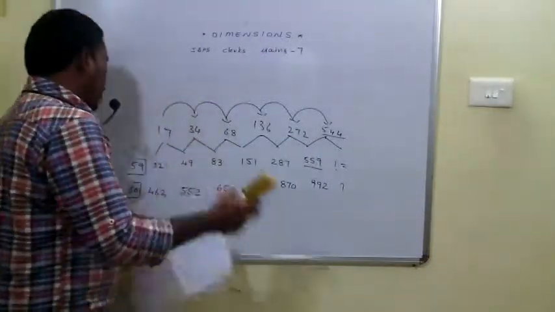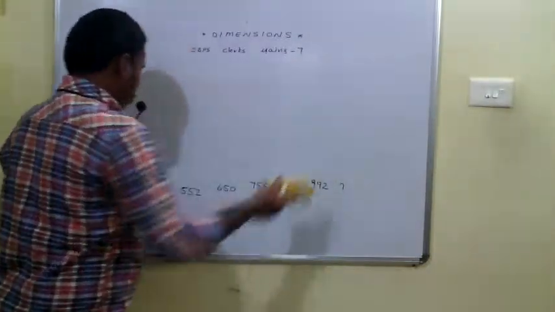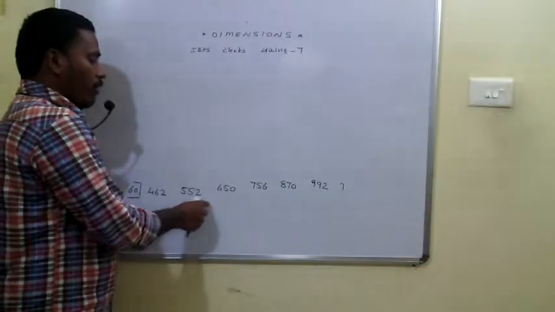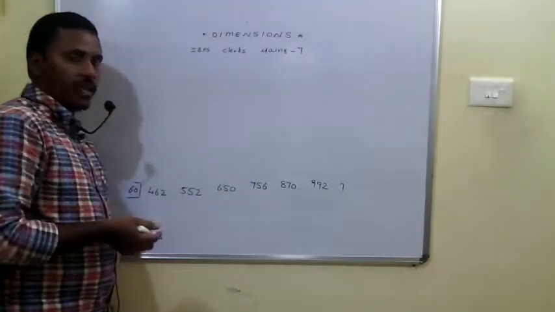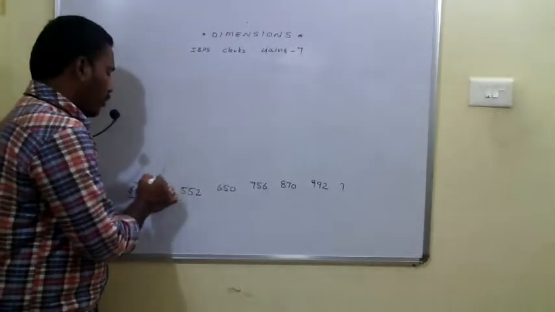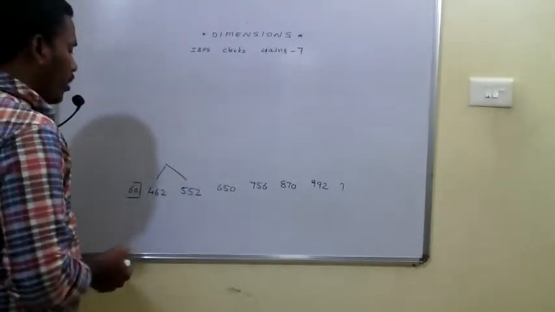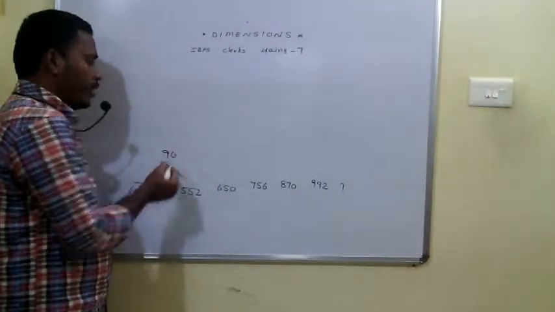Okay. Then after the completion of 59, when we came to the 60th problem, 462, 552, 650, 756, like that we need to identify the next term of the series. See, to identify the next term, just take the difference here also. What is the difference between 462 and 552? The difference is 90.